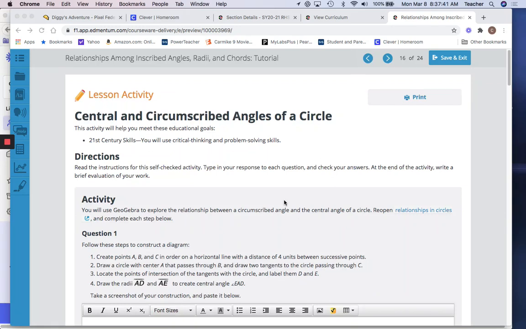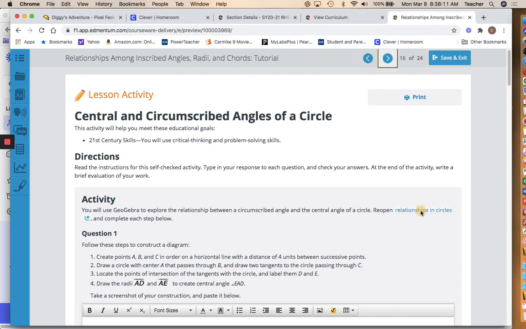Alright, you guys, so we are still in relationships among inscribed angles, radii, and chords. Looks like we're talking about central and circumscribed angles. Well, we learned what a central angle was in the last little tutorial. We also learned what an inscribed angle is. An inscribed angle is an angle that's sitting on the circle, and a central angle is when its vertex is at the center. Circumscribed angles, I guess we're about to learn what those are.